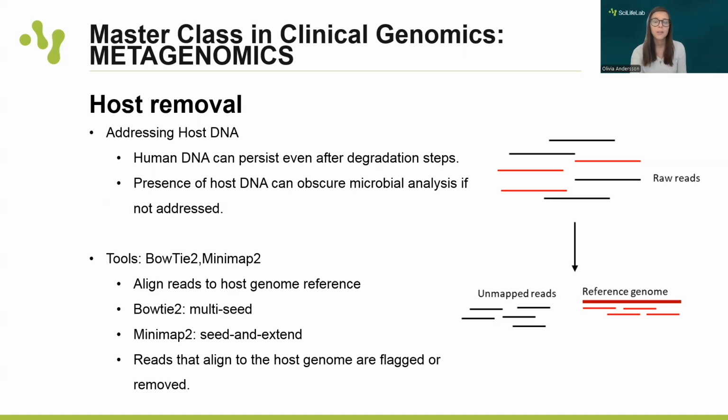And after alignment, both Bowtie 2 and Minimap2 output the mapping of the reads to the reference genome, and reads that align to the host genome are either discarded or flagged for further examination, while the remaining reads, so those that did not match the host genome, are considered microbial and can be used for the next step.